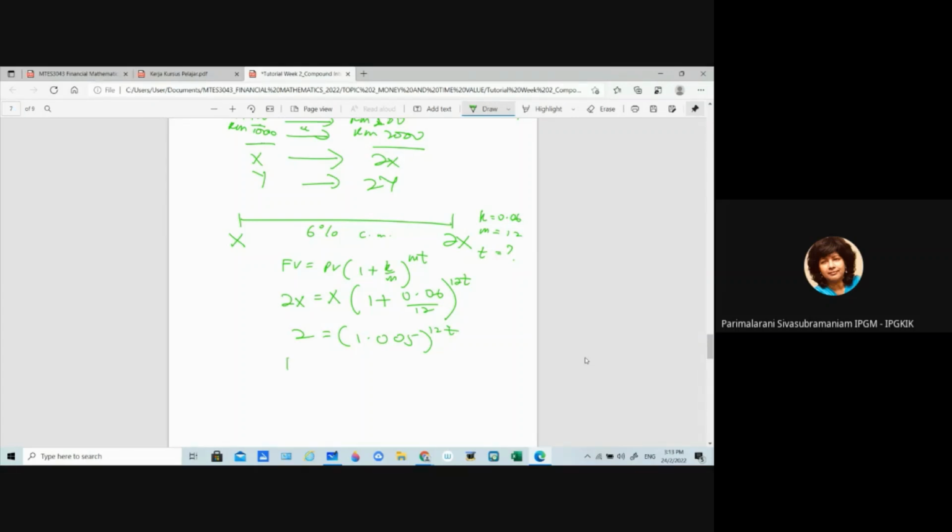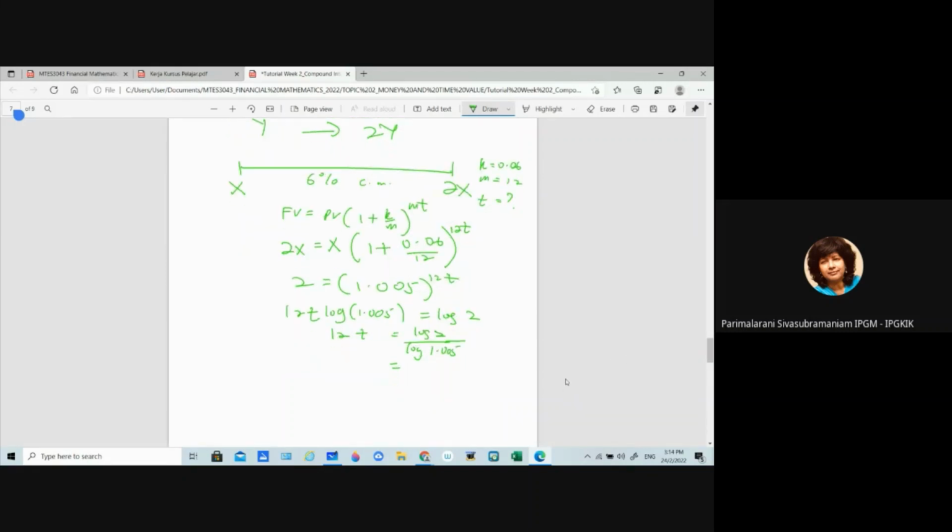So 12T log 1.005 is equal to log 2. So 12T is equal to log 2 over log 1.005. You tell me what's the answer here. What is log 2 over log 1.005? 138.98.